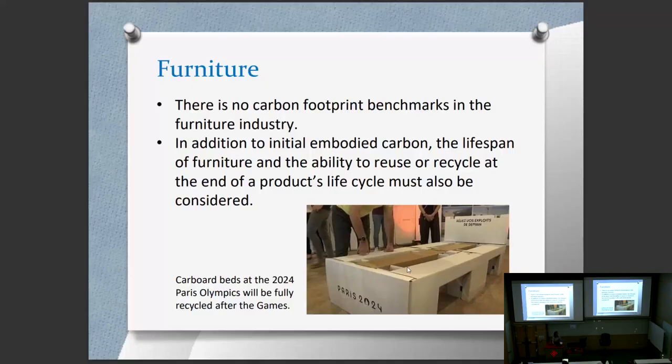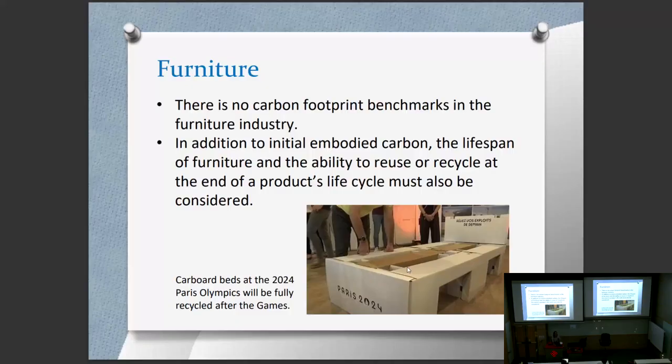So, a low embodied carbon chair. Let's say you have a chair made from bamboo. It will have a low embodied carbon, because bamboo is a low carbon material. But a low embodied carbon chair that ends up in the landfill after a couple of years does not necessarily result in a low carbon footprint.